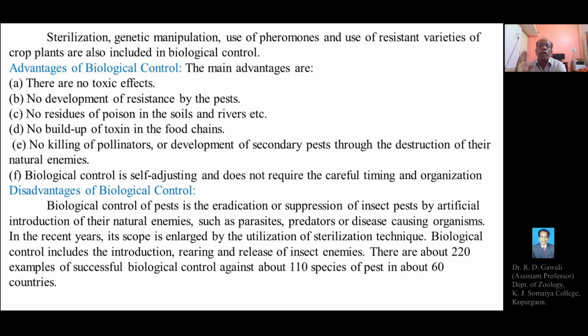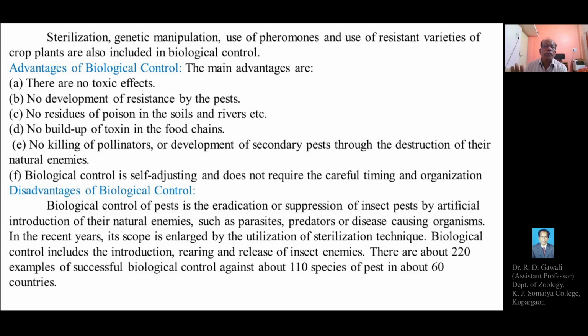Biological control of pest is the eradication or destruction or suppression of the insect pest by artificial introduction of their natural enemies such as predators, parasites, or disease causing organisms. In the recent years, its scope is enlarged. So there is much scope in recent times by the utilization of the sterilization technique also.